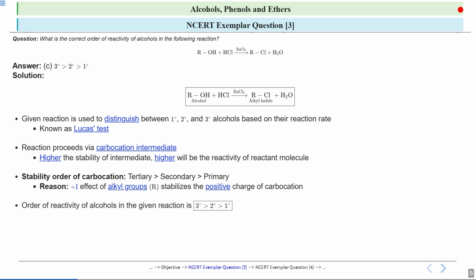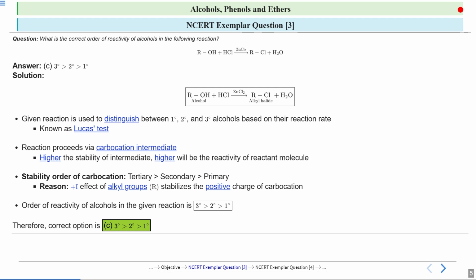If I talk about the order of reactivity of alcohols, then it is tertiary, then secondary and then primary. So the correct option for this question is option C, that is tertiary, secondary, and primary.